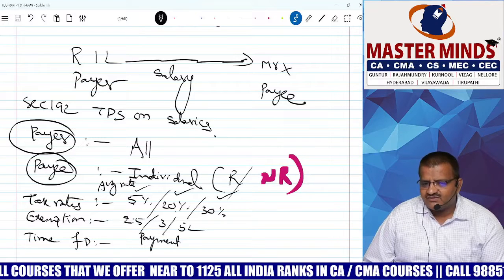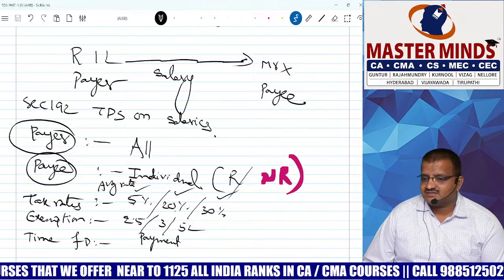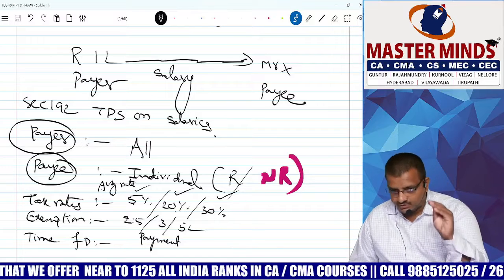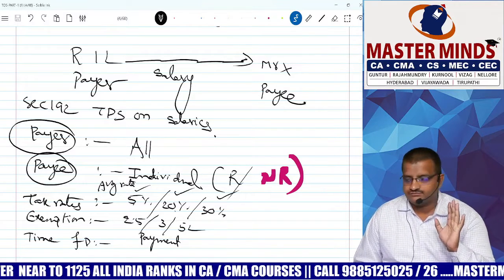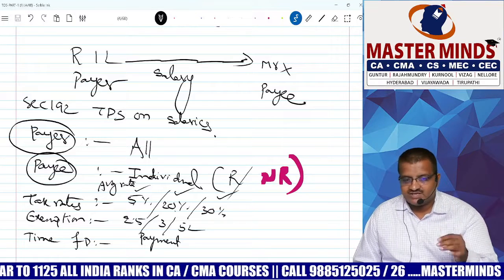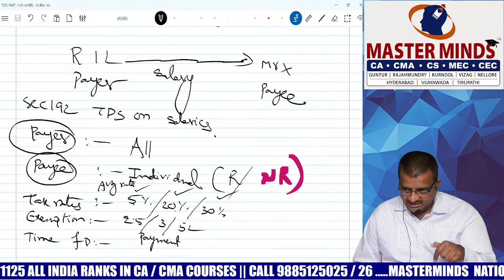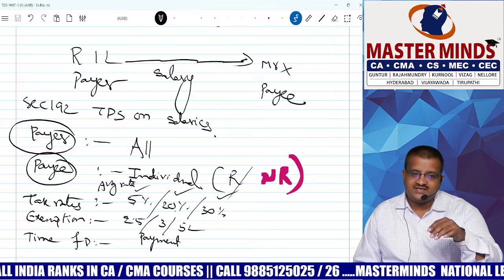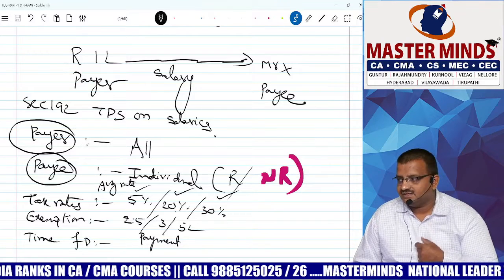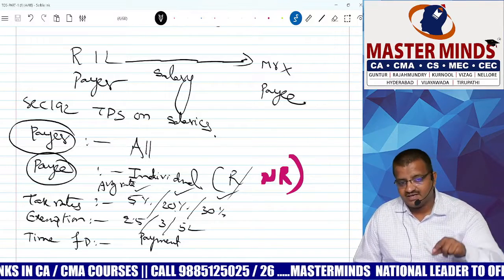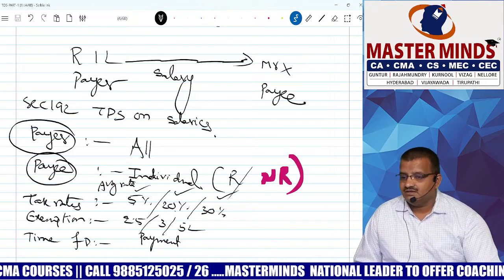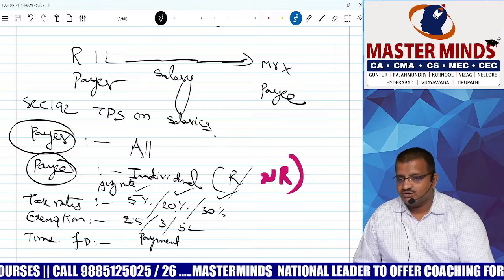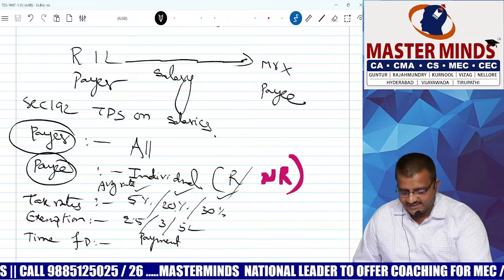TDS must be paid on what basis? Payment basis. Not for all, only for a few sections. Out of that, one of the sections is 192. Because of financial issues, I paid this February month's salary in April. I need to deduct in April. Clear? Time of deduction is payment basis. No payment of salary, no TDS.